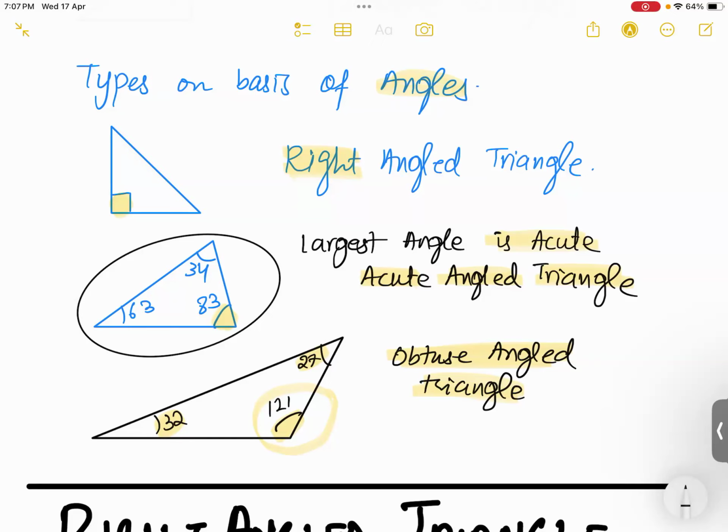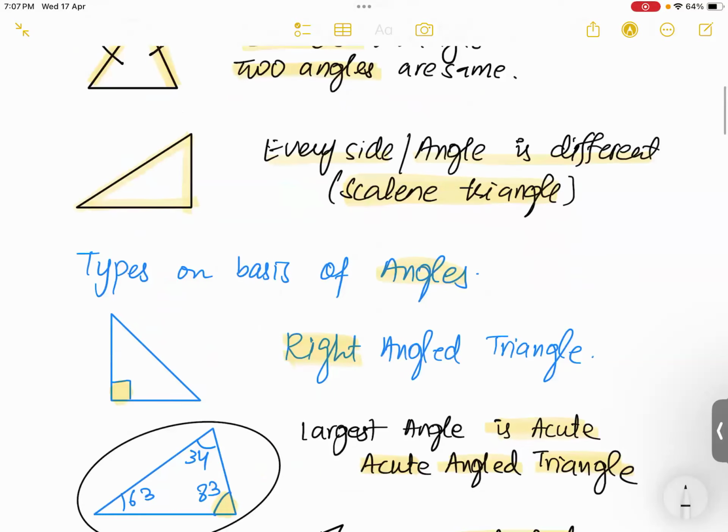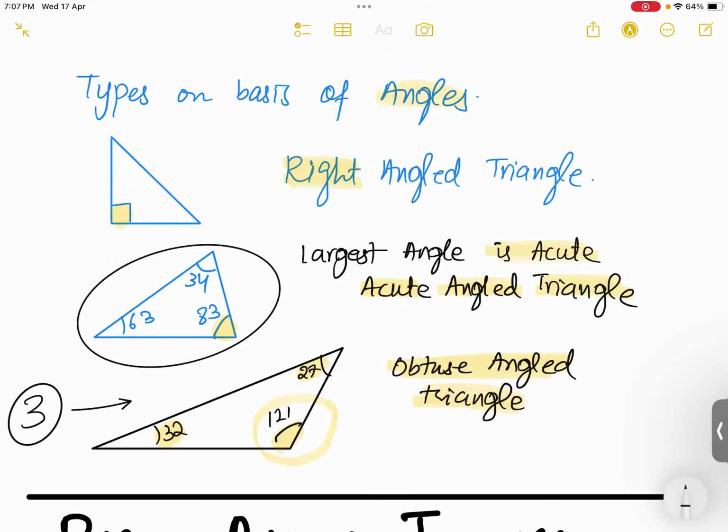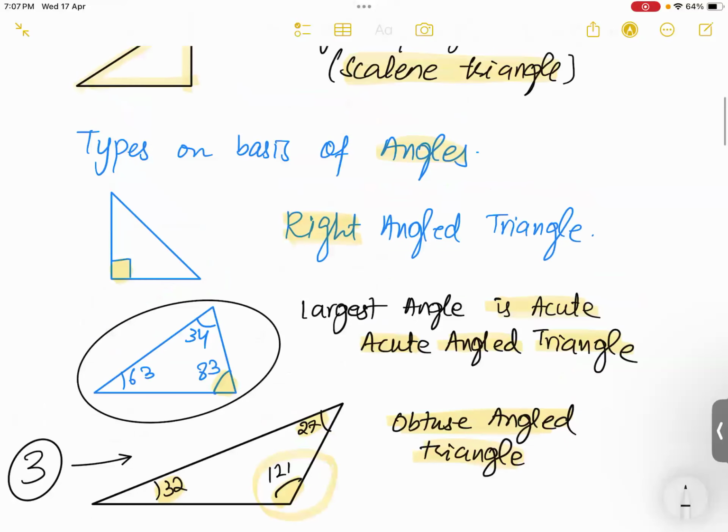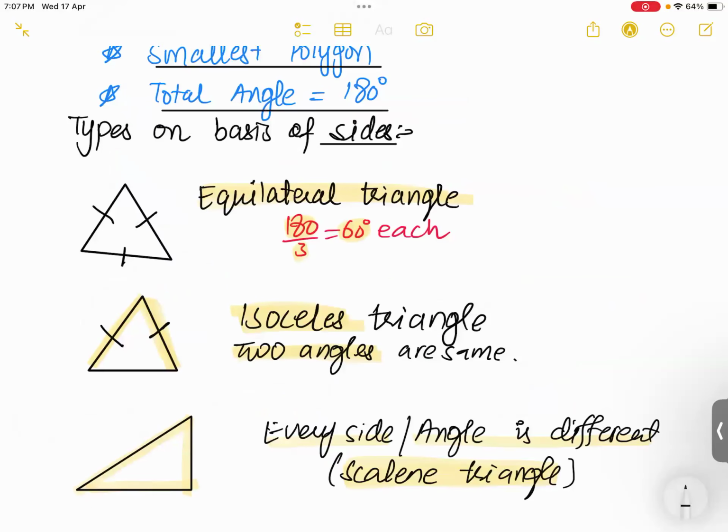Got it? Yes, sir. And for example, look at the third case. I'm talking about this triangle. In this triangle, the angles are available. I know that this triangle looks like a scalene triangle, all sides are different. But if the examiner has given you all the angles, and the largest angle is an obtuse angle, you have to name the triangle on the basis of angle. And if the sides are available, you have to name the triangle on the basis of sides.